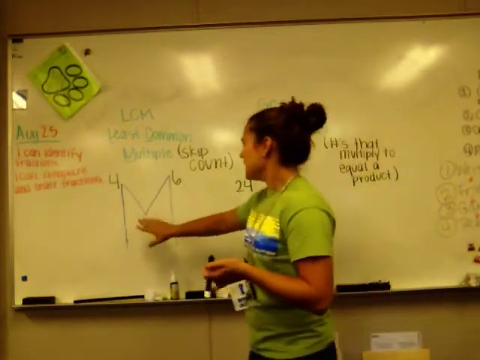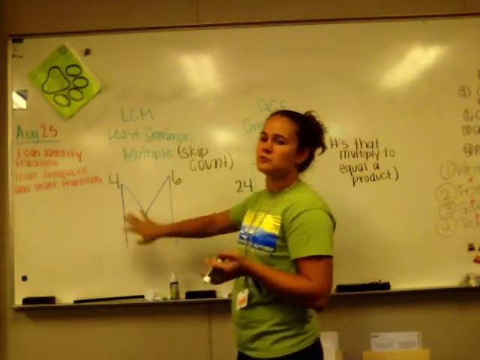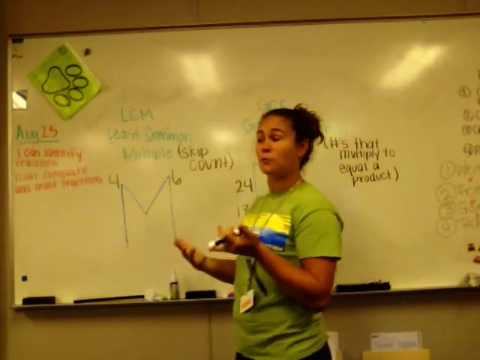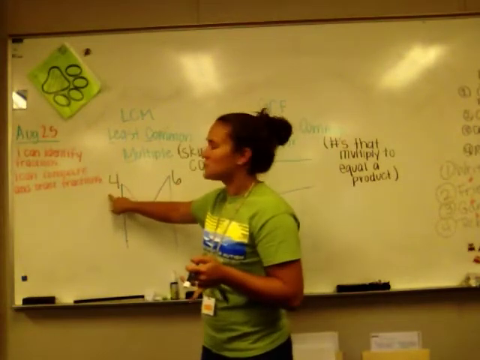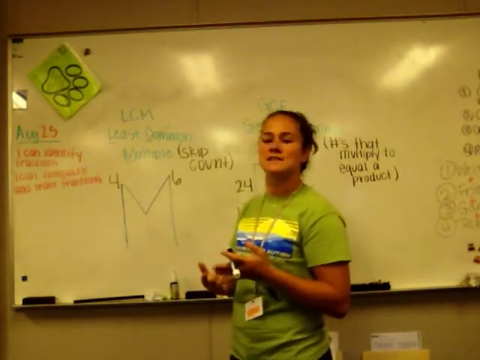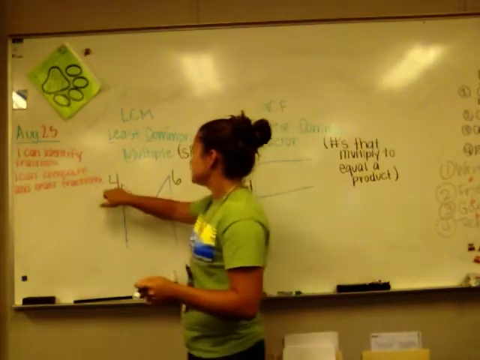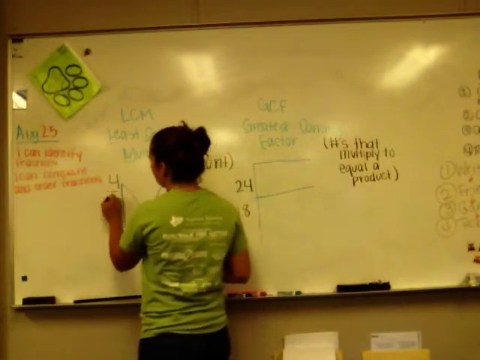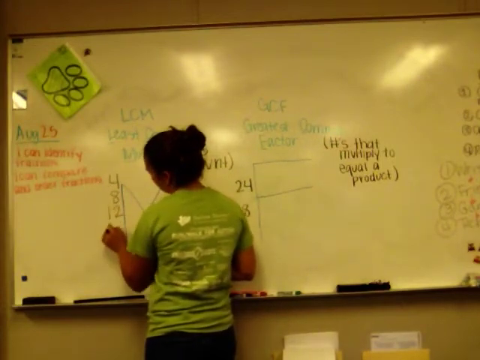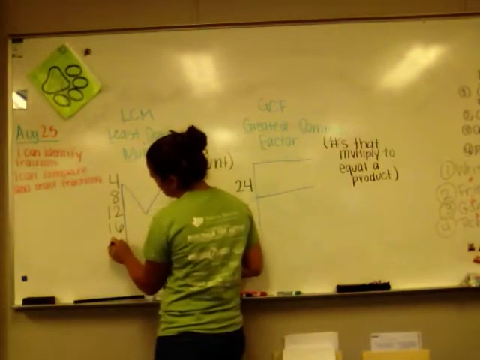And you'll see I've drawn a big M. We use M for multiples because it helps us remember while we're doing it what we're looking for. So we're going to skip count by these two numbers. We're going to find the LCM of 4 and 6. So I'm going to go down the row. I'm going to list my multiples of 4. So I've got 4, 8, 12, 16, 20.